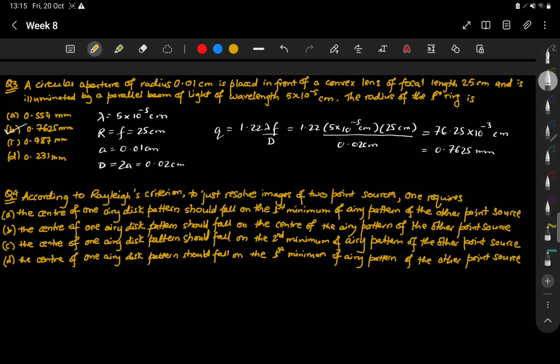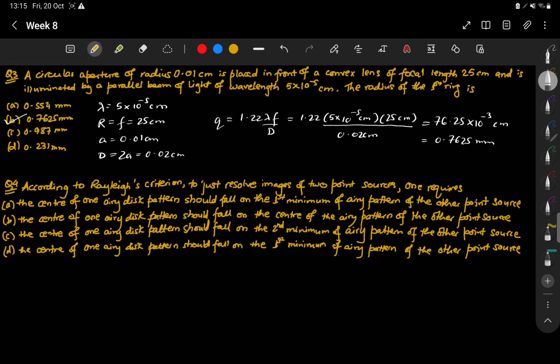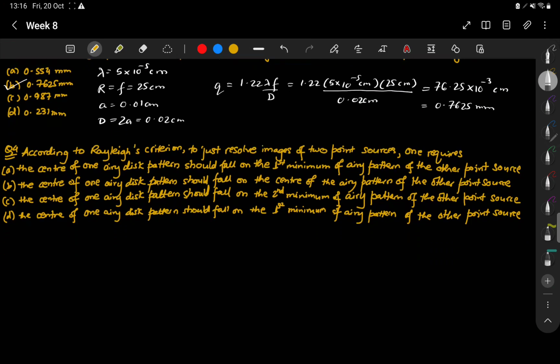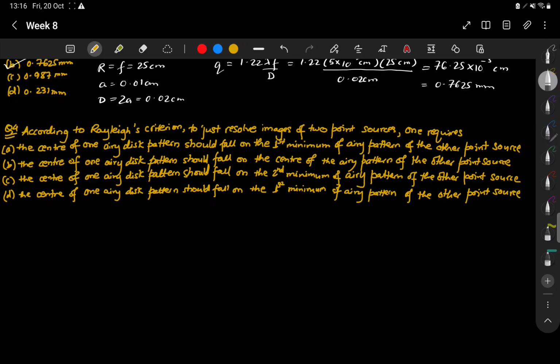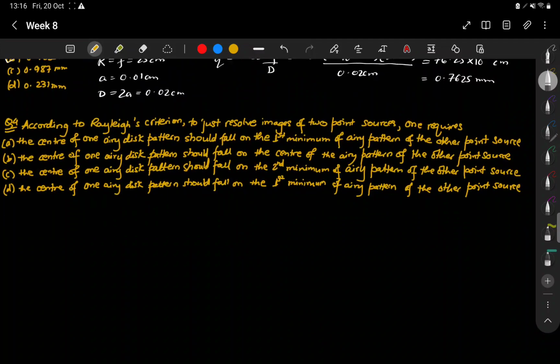Okay, so this question is on Rayleigh's criterion, and these are the four options. Rayleigh's criterion basically tells us the condition when we can resolve two point sources or two different wavelengths. So let me refresh and relaunch the poll and take a few minutes to answer this.